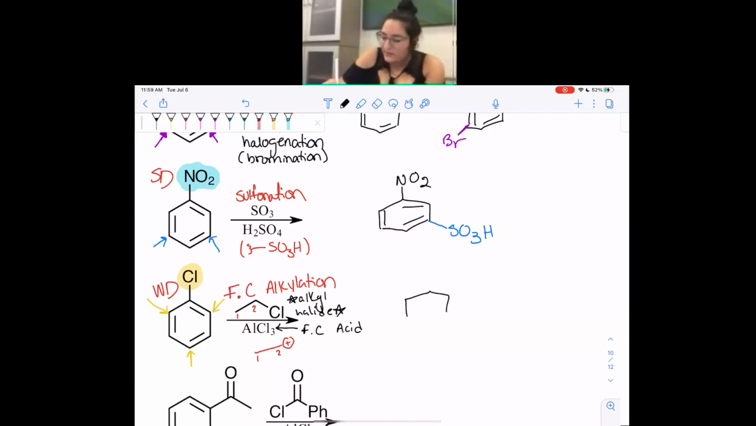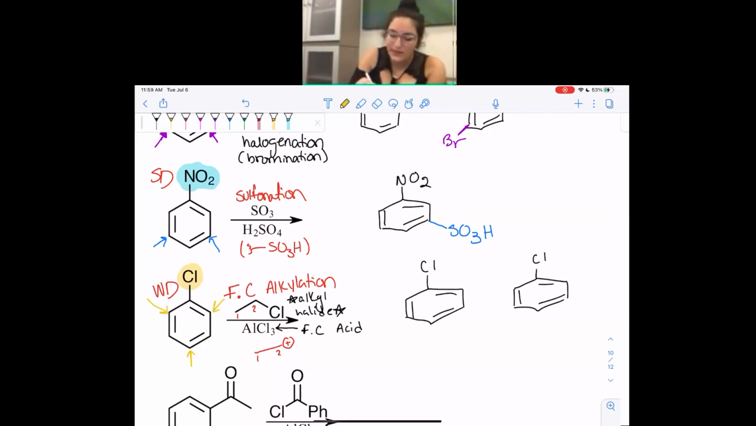And our answers will, excuse me. I wish I could draw a not ugly benzene ring, but it doesn't seem like today is the day. All right, so chlorine, of course, doesn't move. And we could have added our carbon chain here. And 1, 2. Or it could be added here. 1, 2. Just fix that.